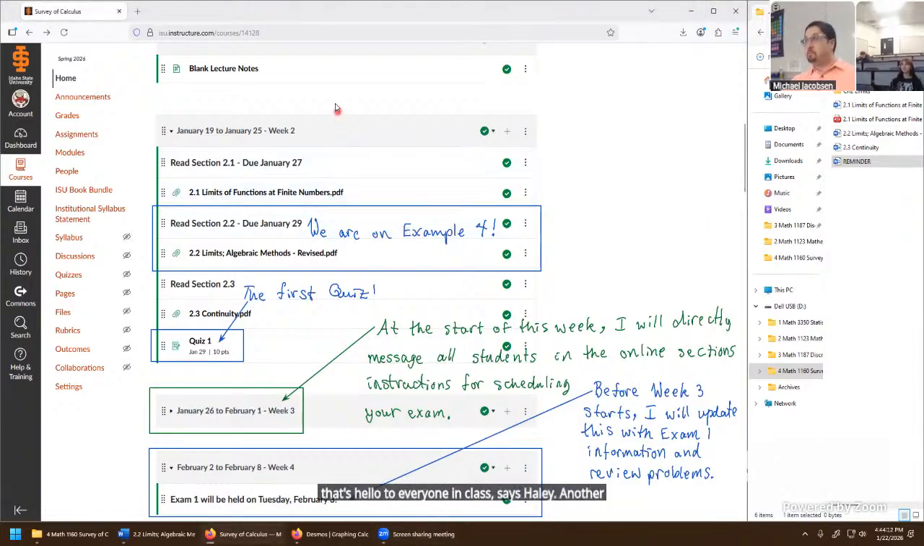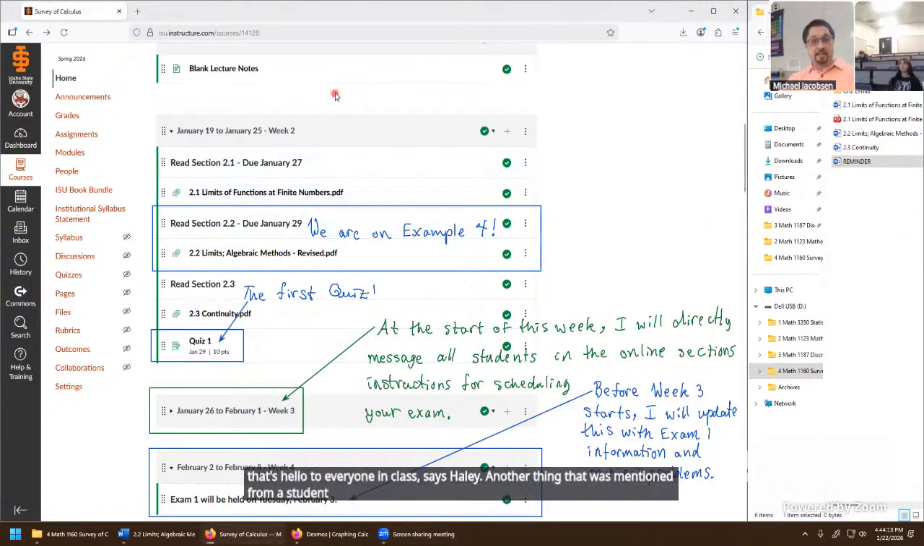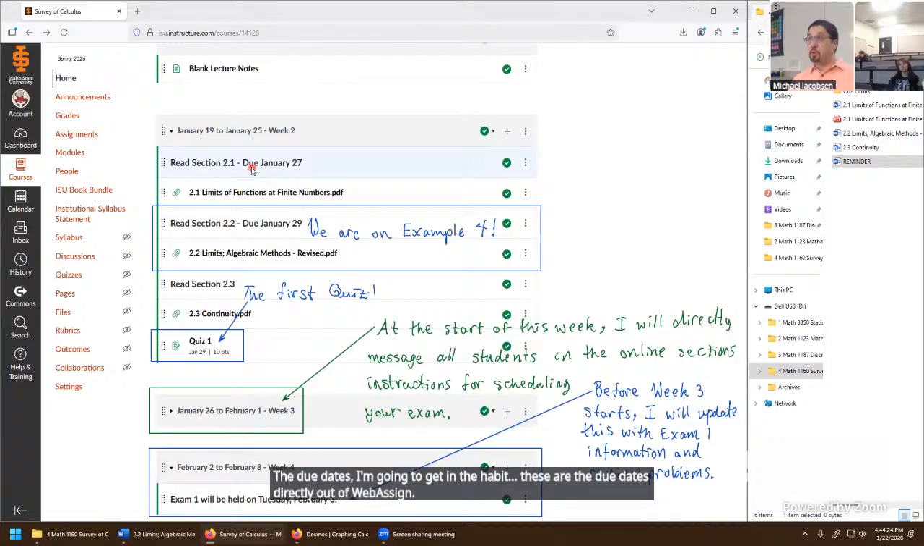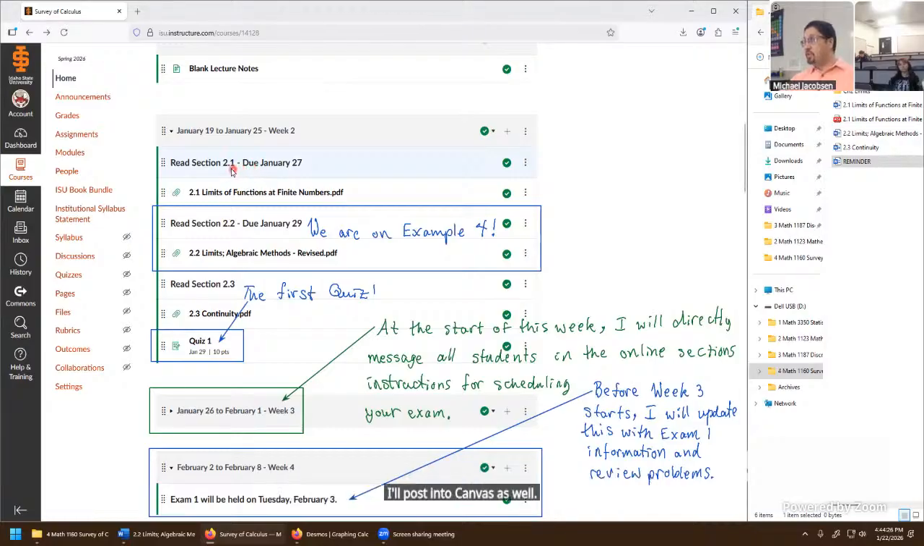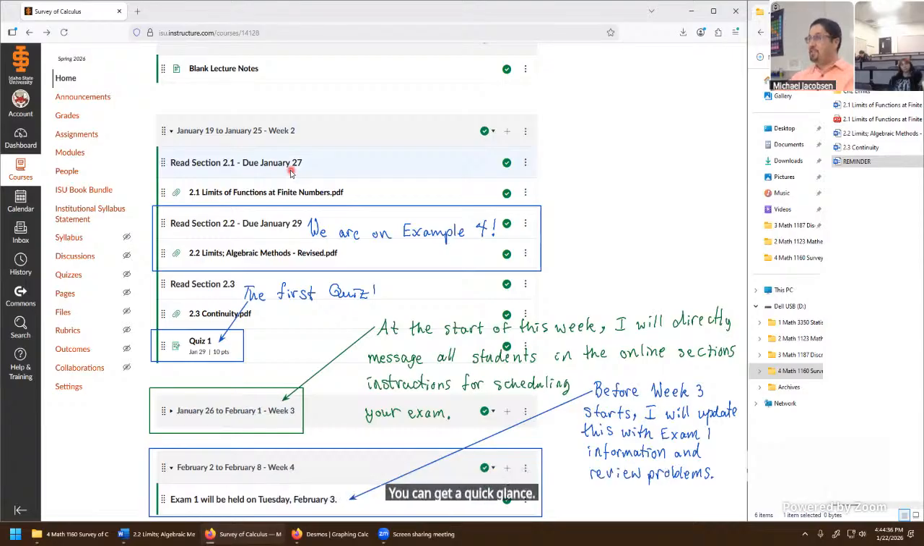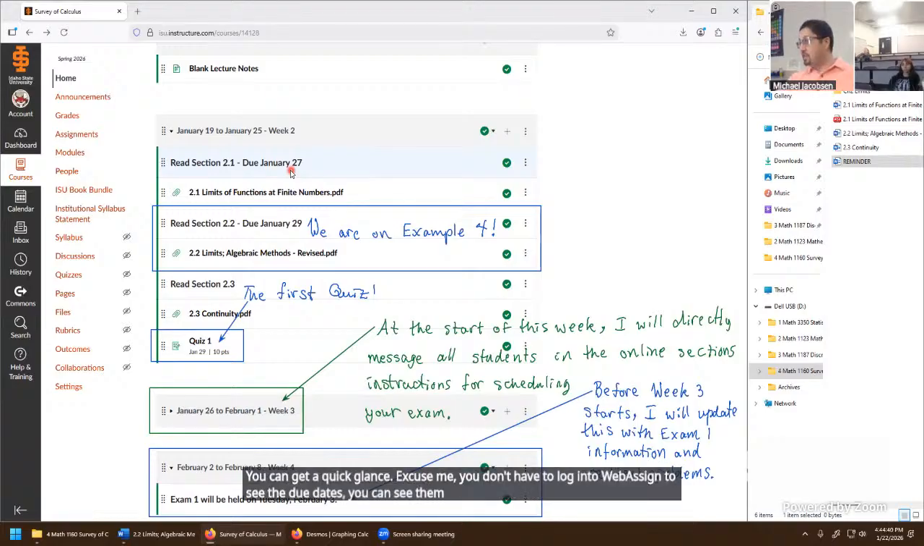Another thing that was mentioned from a student, I forgot who asked about this, but I thought it was a great idea. So thank you to the student who mentioned this. The due dates, I'm going to get in a habit. These are the due dates directly out of WebAssign. I'll post them into Canvas as well. So we finished this section here on Tuesday, so the due date is posted here just as a quick reference. You don't have to log into WebAssign to see the due dates. You can see them at a quick glance from Canvas.